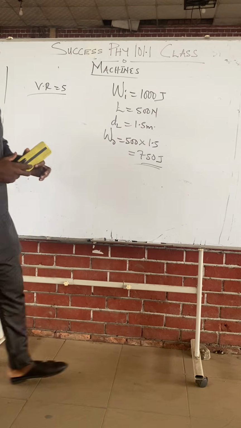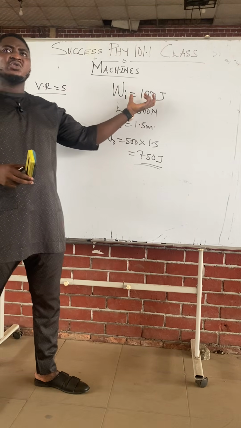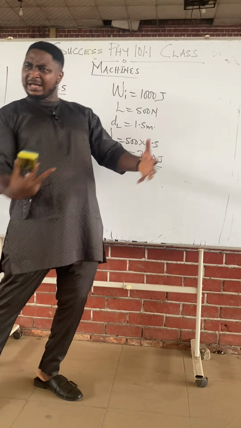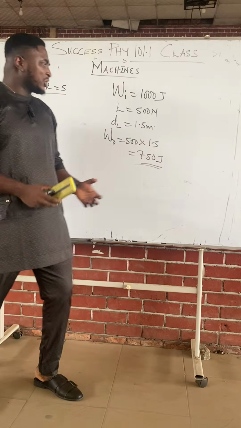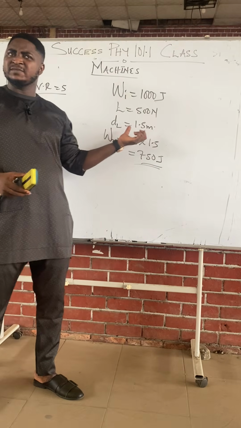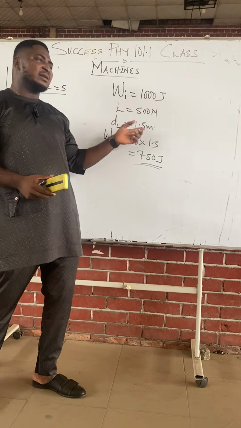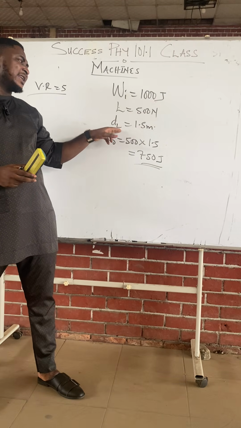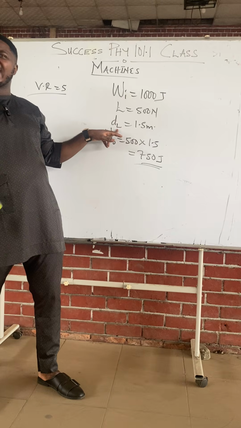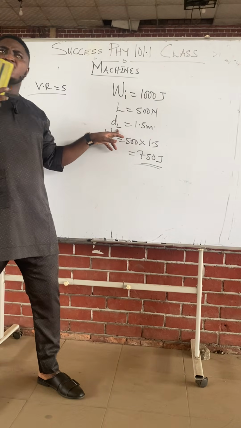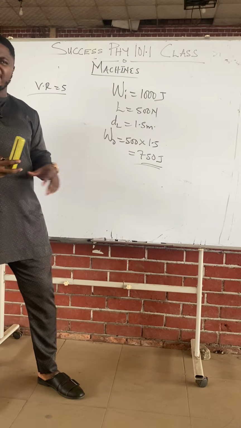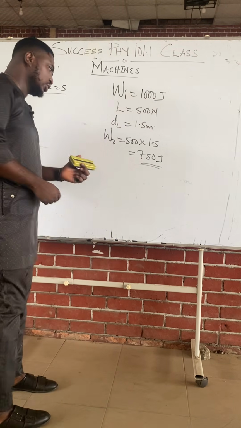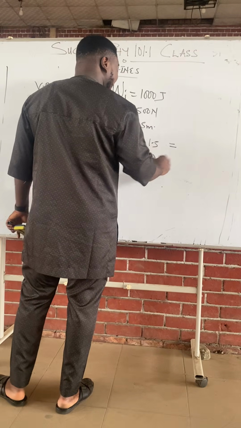Class, the important first step in solving this question is to recognize that the 1,000 joules they give you is your work input. It requires putting in 1,000 joules of work to lift a load of 500 Newton through a vertical height of 1.5. So the work output is load multiplied by distance. It's also important to recognize that this vertical height is the distance moved by the load. So work output is load multiplied by distance moved by the load. 500 times 1.5 is 750.